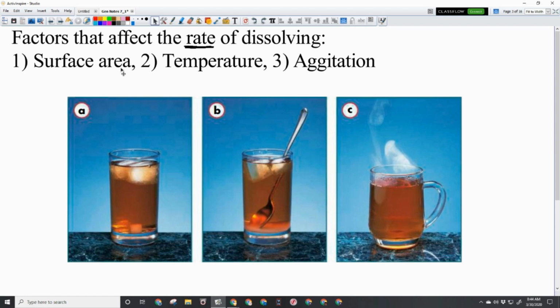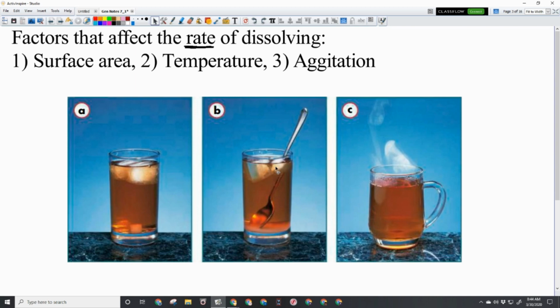All right, so surface area: the more surface area that something has, the quicker it's going to dissolve. Sugar cube versus granulated sugar. Okay, temperature. Temperature also affects how quickly something can dissolve. We have here a cup of hot tea versus a glass of iced tea. Both have the same type of sugar, but the hot tea is going to dissolve the sugar a lot quicker than the cold tea.